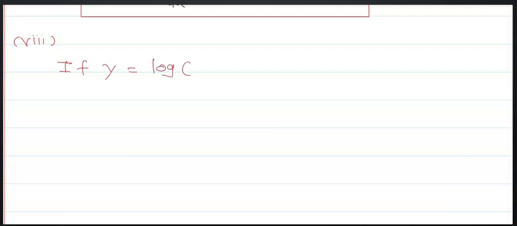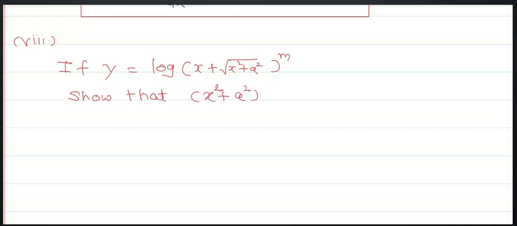The 8th one. If y is equal to log of (x plus root of x² plus a²), then show that (x² + a²) d²y/dx² plus x dy/dx is equal to 0.